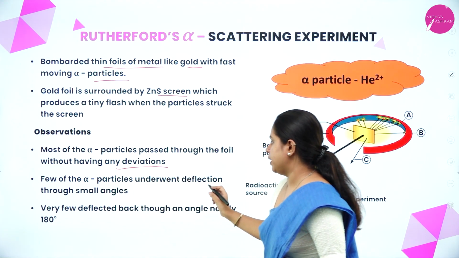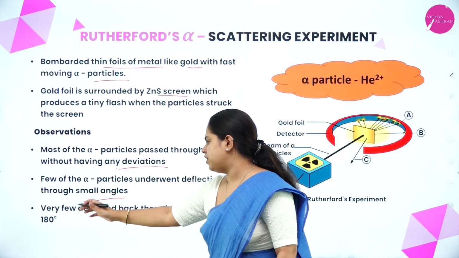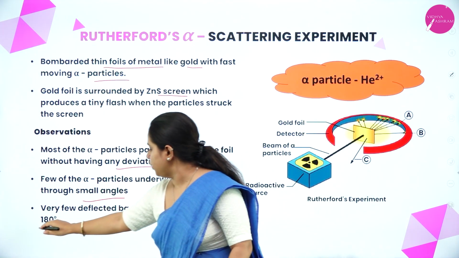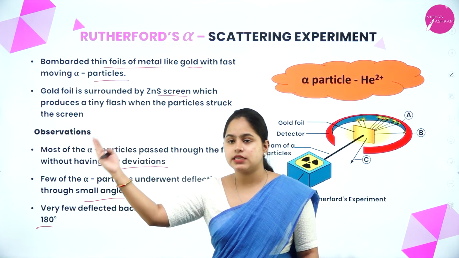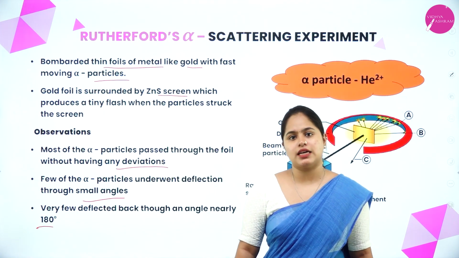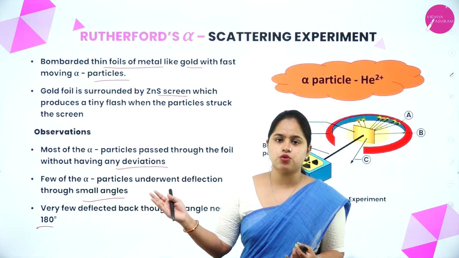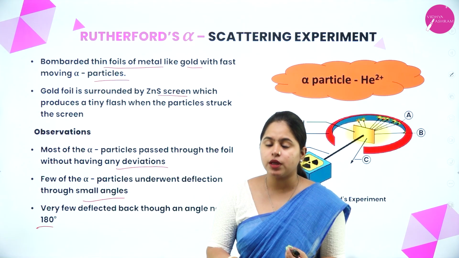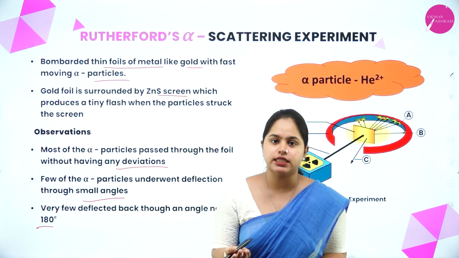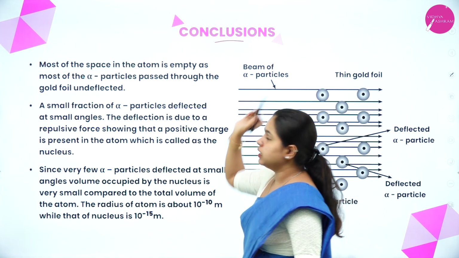Now, a few of the alpha particles underwent deflections through small angles. And the third one was that very few of the alpha particles deflected back through an angle of nearly 180 degrees. Yes, if it went this way, it returned back exactly the same way, deviated back. So these were the observations that he obtained from his experiment. Most of the alpha particles passed through the gold foil without any deviation, a few of them deviated at small angles, and very few of them deviated back at 180 degrees, right? From these observations, he was able to make his conclusions.